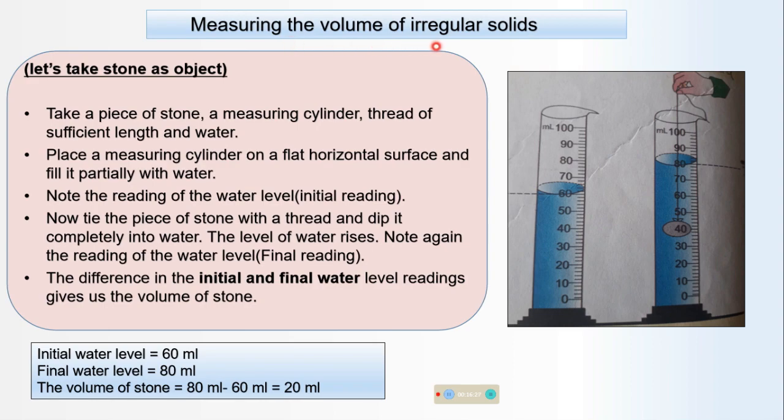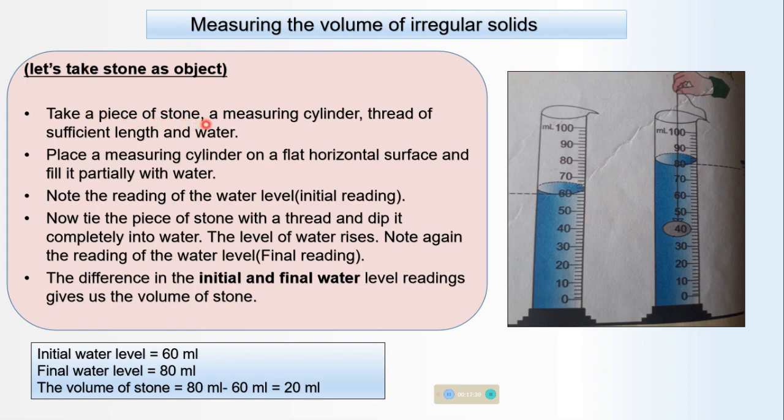Measuring the volume of irregular solids. The volume of irregular solids can be measured indirectly using a measuring cylinder. Because these objects do not have easily measurable dimensions, it is not possible to measure their volume using a formula. So we use an indirect method to measure their volumes. Now let's take a stone as the object.